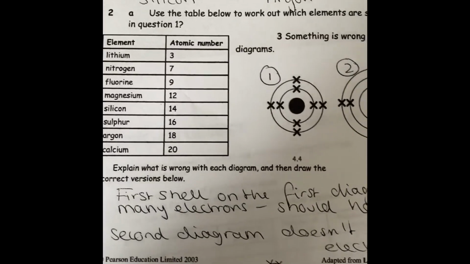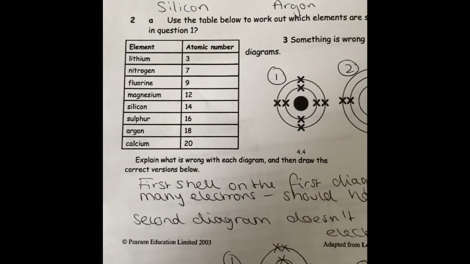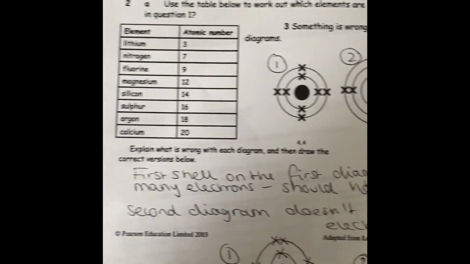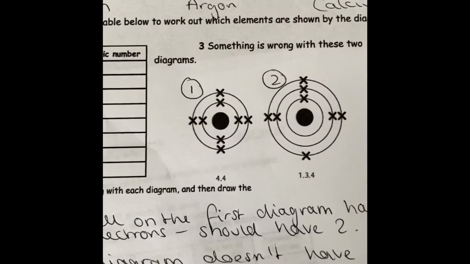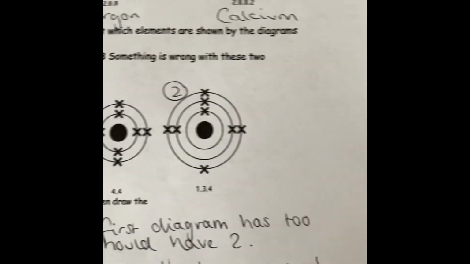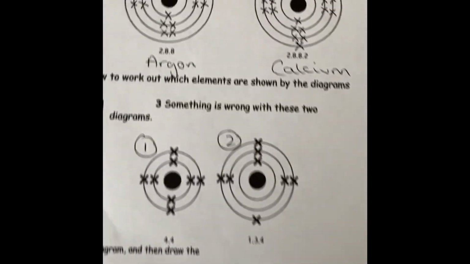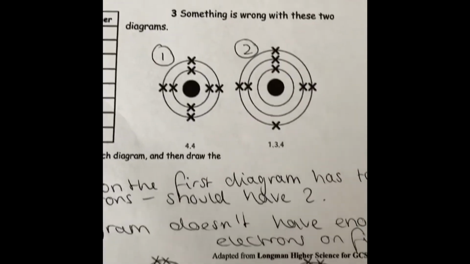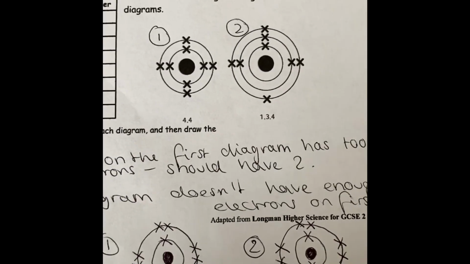In terms of your answers, your first shell on the first diagram has too many electrons, should only have 2. The second diagram doesn't have enough electrons on the first shell. It's only got 1. They should both look like these two diagrams down here.